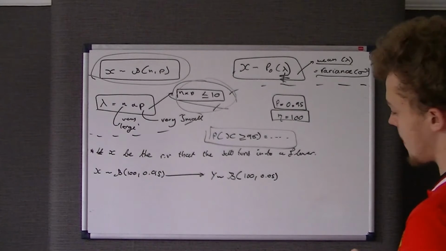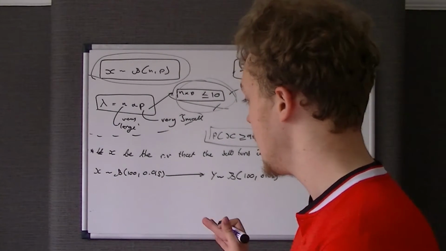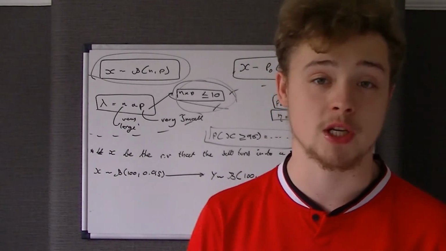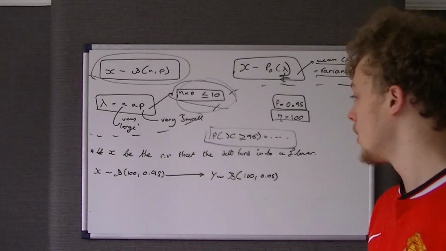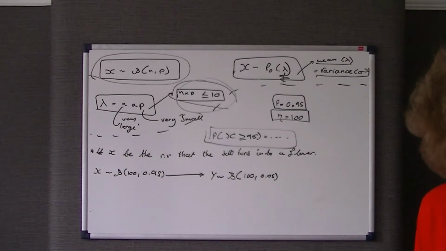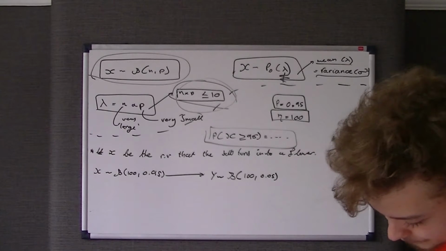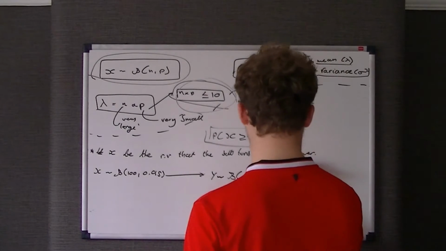Okay, so now, does n times p, we haven't changed the question at all, we haven't created a new situation. It's still the same situation, but we're just looking at it from the angle of failure. So is n times p less than 10? Is 100 times 0.05 less than 10? Well, yes it is, because it's 5.